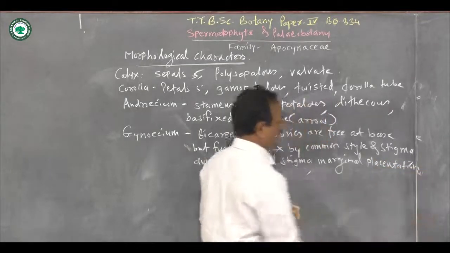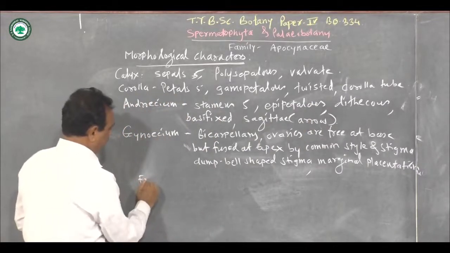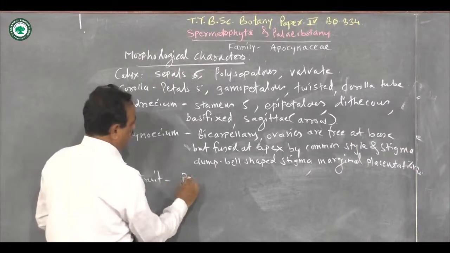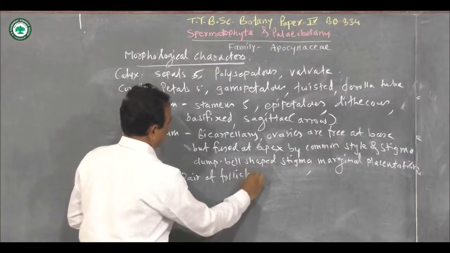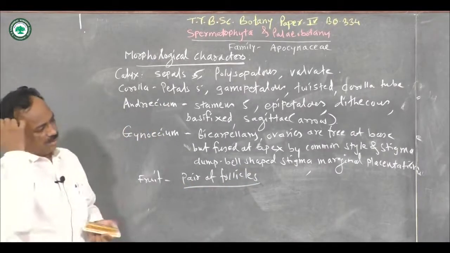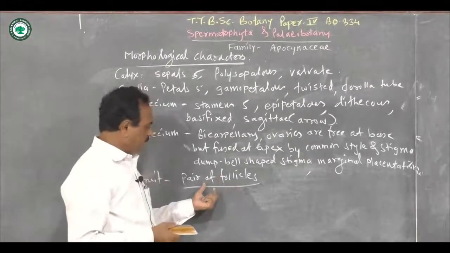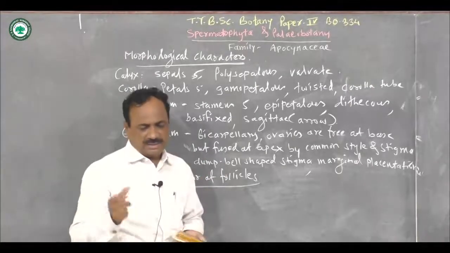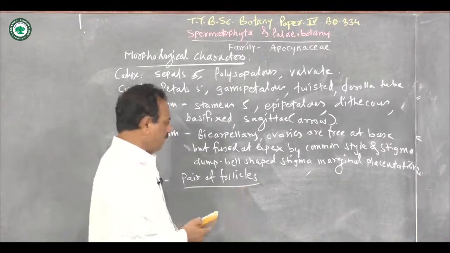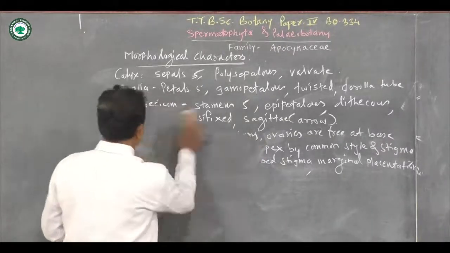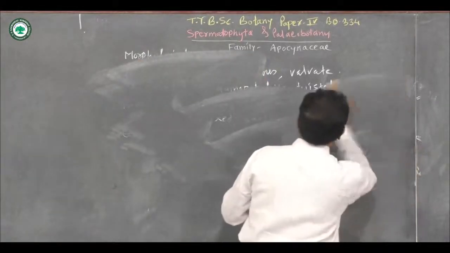If we see the type of fruit, it is a pair of follicles. These fruits are present in pairs, that is why it is called a pair. The follicle is a type of fruit which is dry and dehiscent. After maturity it dehisces, and all the seeds come outside. So this is about the morphological characters.